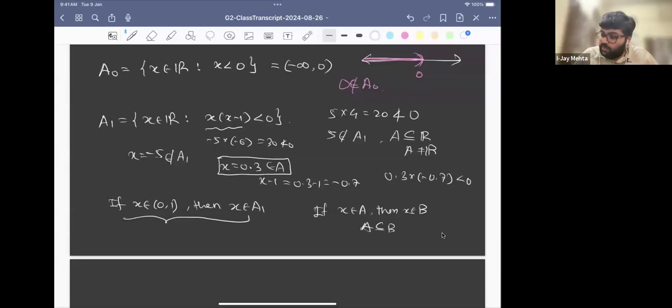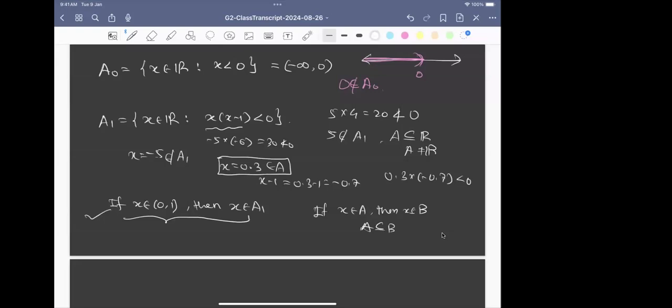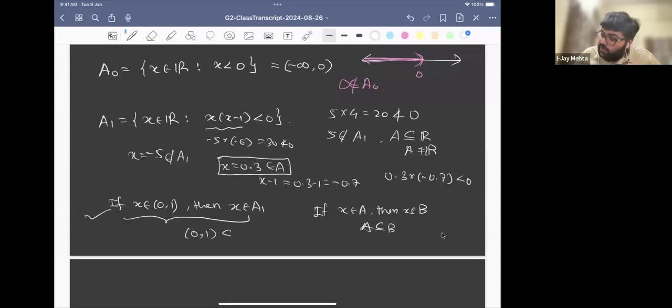So suppose we show this. This is our guess. What does this prove? The interval (0, 1) is a subset of A1. Yes, very good. (0, 1) is a subset of A1. Any number between 0 and 1 will work. So we have to prove this. This is our guess, but how do we prove it?